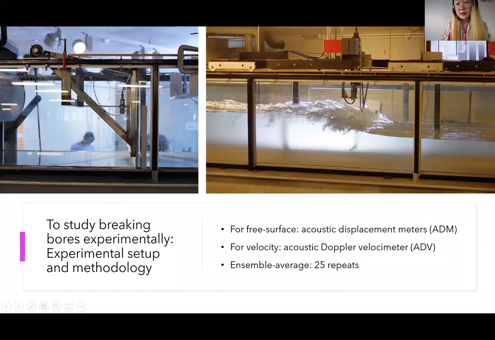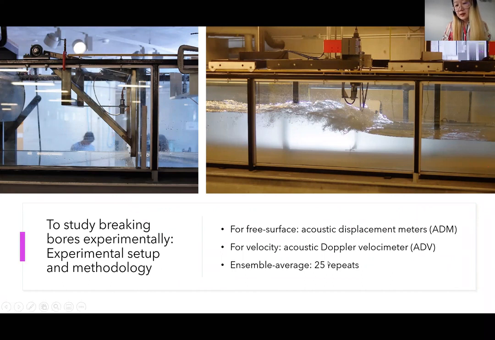To study this, we can use acoustic displacement meters, also called ADMs here, to measure the free surface. And these are non-intrusive, by the way. And to measure the velocity, we can use an acoustic Doppler velocimeter, called ADV here. This is actually an ADV profiler, so it's not exactly a traditional ADV, but we won't go into too much detail here. As you can see, this is an intrusive instrument. It goes into the flow, and it actually has a pretty complicated shape, so it would disturb the flow physics a little bit.